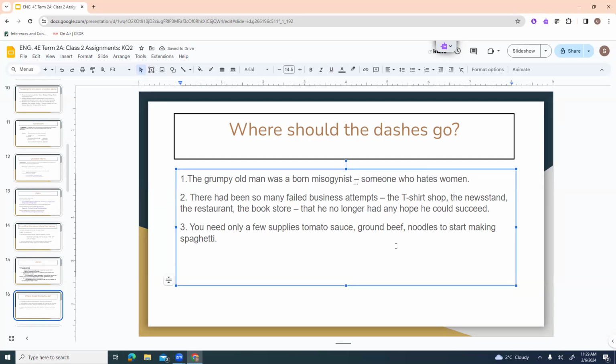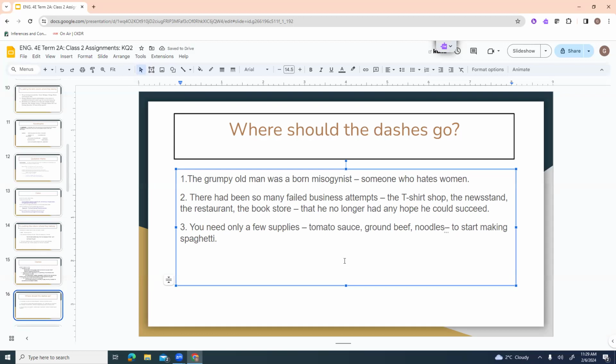There had been so many failed business attempts: the t-shirt shop, the newsstand, the restaurant, the bookstore, closing dash, that he no longer had any hope he could succeed. You need only a few supplies, tomato sauce, ground beef, noodles, to start making spaghetti. Now, by itself, that's a weird sentence unless you recognize, hey, there's a list in the middle. And so to show that, I put my dash to open the list and my dash to close the list.